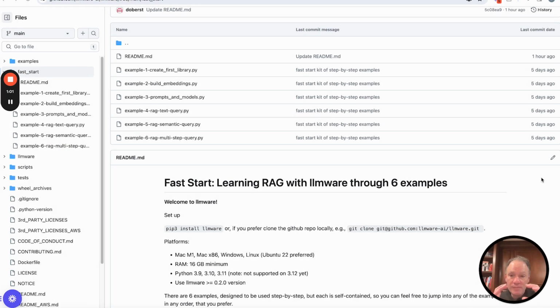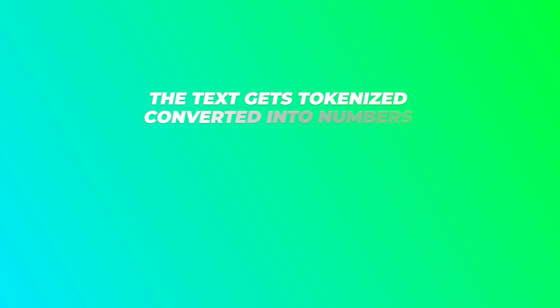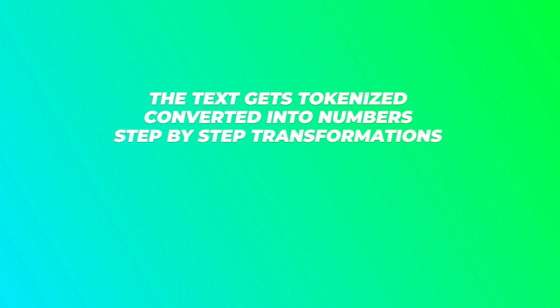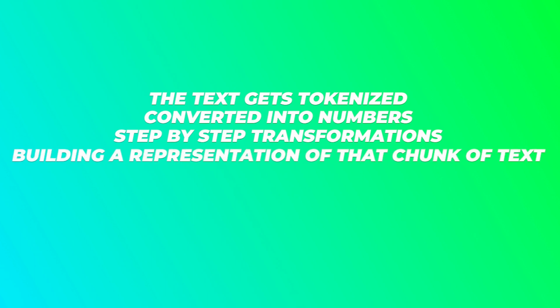This model is typically called an encoding model or an embedding model. Most of these are based on architectures like BERT or RoBERTa. Like all models, it has an input and an output. The input that comes into the model, just like any LLM, is a chunk of text. The text gets tokenized, converted into numbers, and then goes through a series of step-by-step transformations at each layer of the model, which in effect builds a representation of that chunk of text.